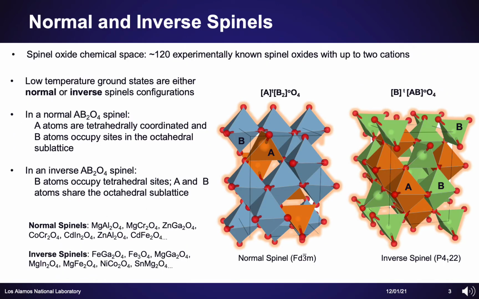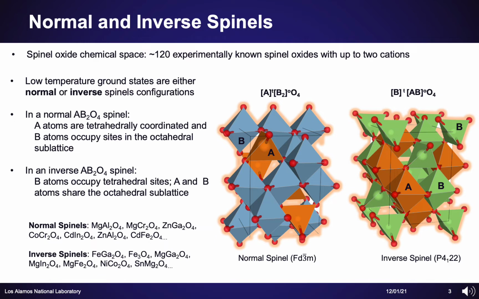Spinel oxides are typically represented by the formula AB2O4, where the oxygen ions form a cubic closed packed sublattice and the A and B cations occupy 1/8 of the tetrahedral and 1/2 of the octahedral sites, respectively. The most commonly occurring spinel structure is termed as the normal spinel configuration, where the A cations occupy the tetrahedral site and B cations appear on the octahedral sublattice.